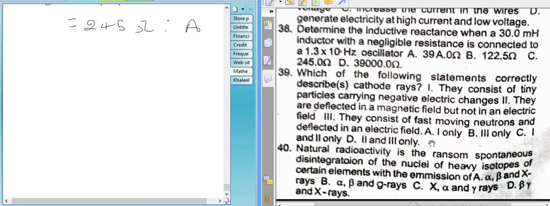Number 1 is correct, because cathode rays are only carrying negative charge, that is electrons, as we know from radioactivity. Cathode rays always carry negative charge, so the correct option is A, number 1 only, because they do not consist of neutrons. They carry only negative charge, that is electrons, no neutron, no proton. So number 3 is wrong. Also number 2, that they are deflected in a magnetic field but not in an electric field, is wrong. They are deflected in both electric and magnetic fields. Therefore the correct option is A.